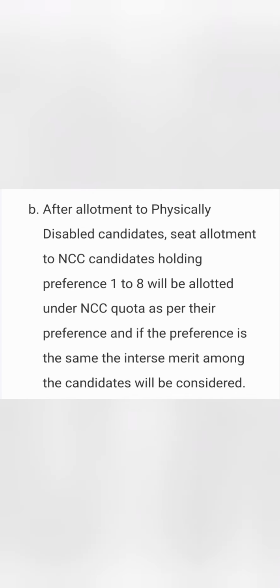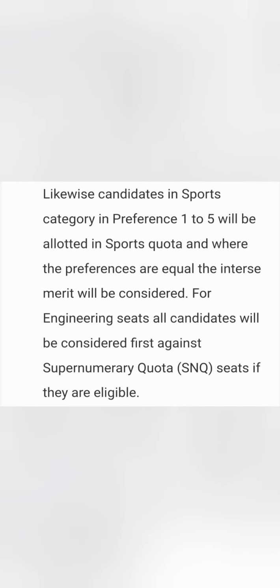Now the next one, point number B. After the allotment to physically disabled students, seat allotment will then happen to NCC candidates who are given the preferences from 1 to 8, right? So they have the second importance in terms of seat allotment. So likewise, as we said in the previous two categories, the third preference will now be given to the students from the sports category. So preference 1 to 5 will be allotted first, right?